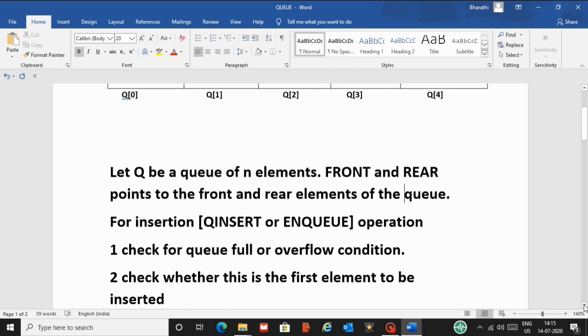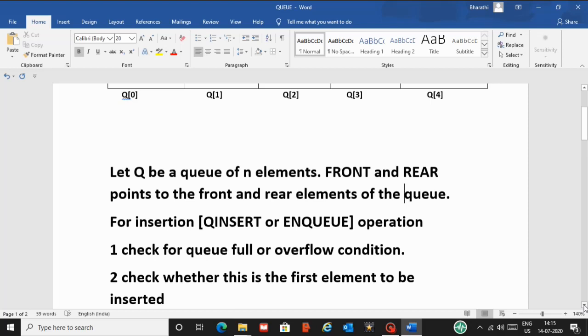Yes, whenever I am doing any insert operation, I need to first check whether there is any place in the queue or not. If there is no place, I will not be able to insert any element. So there should be place to insert, and then check whether this is the first element to be inserted.